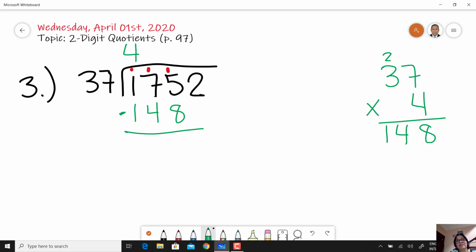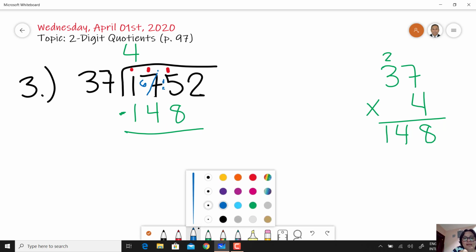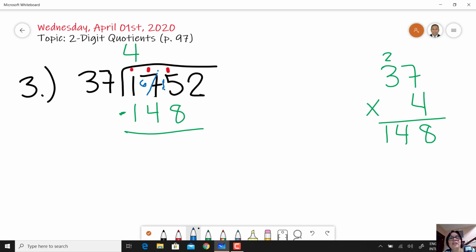Can you say 5 minus 8? No, right? So 7, it's going to become 6. And number 5, it's going to become 15, because 7 lended a unit to 5. So 15 minus 8, 7. Okay. And 6 minus 4, 2. And 1 minus 1, 0.